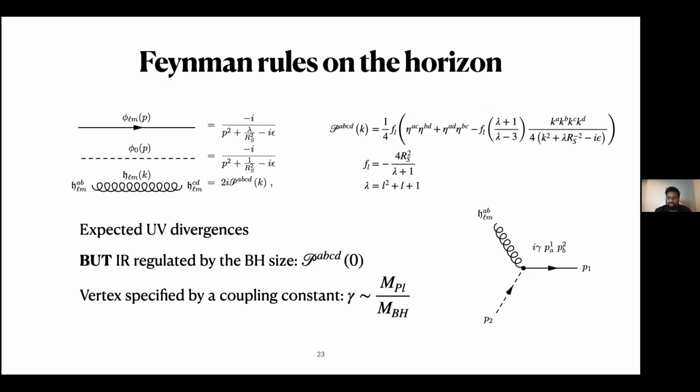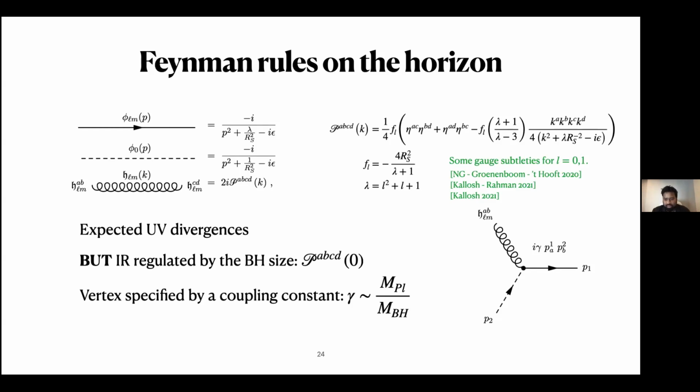There are expected UV divergences that sit in the sum over the partial waves. But the nice thing is that because of the size of the horizon, the theory is infrared regulated, in the sense that at zero momentum the propagator does not blow up. And the vertex, the interactions, are mediated by an emergent coupling constant, which is now M_Planck over M_black hole. So this perturbation series makes sense as long as the black hole is very large. This is the analog of the weak field approximation in flat space. There are some additional gauge subtleties for the monopole and the dipole, so the L equals 0 and L equals 1 modes, that I'm glossing over here, but we can talk about it if there are questions.